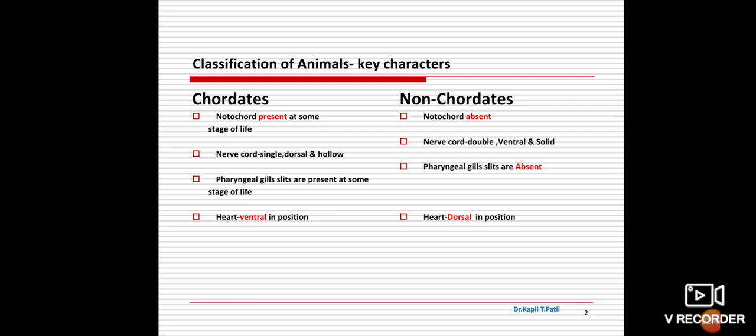Heart is present on the ventral side in a chordate. In a non-chordate, the heart is present in a dorsal position. So these are the four key points considered for the comparison of chordates and non-chordates.